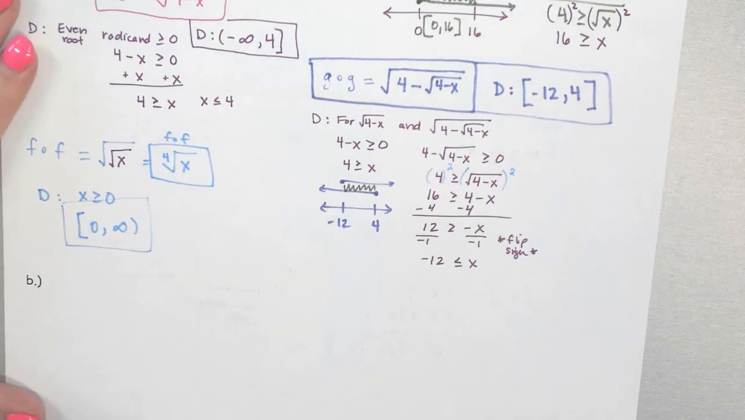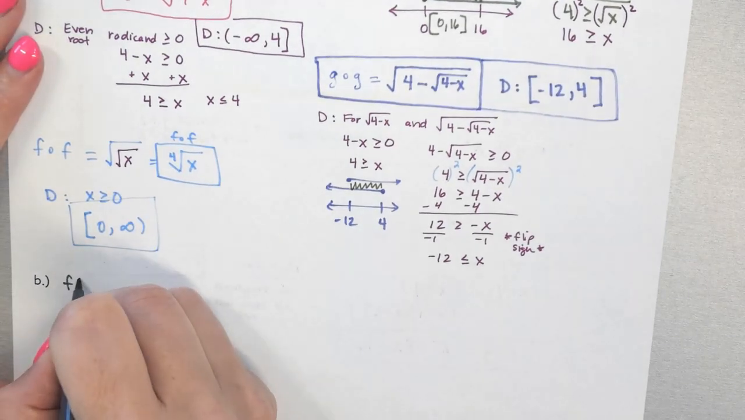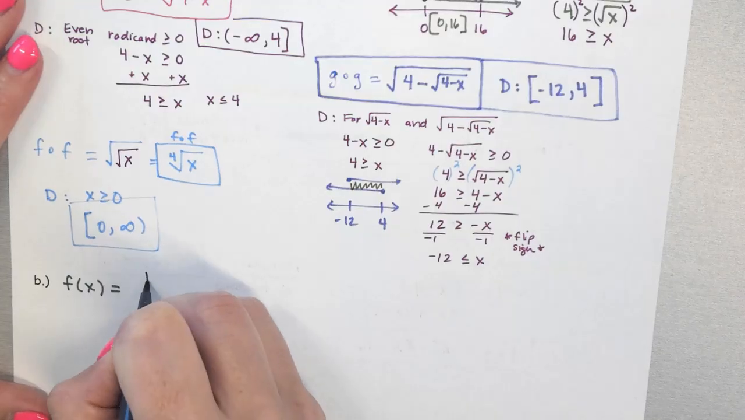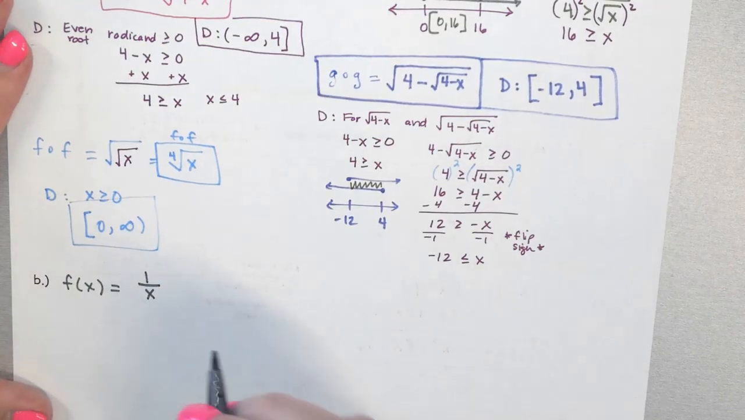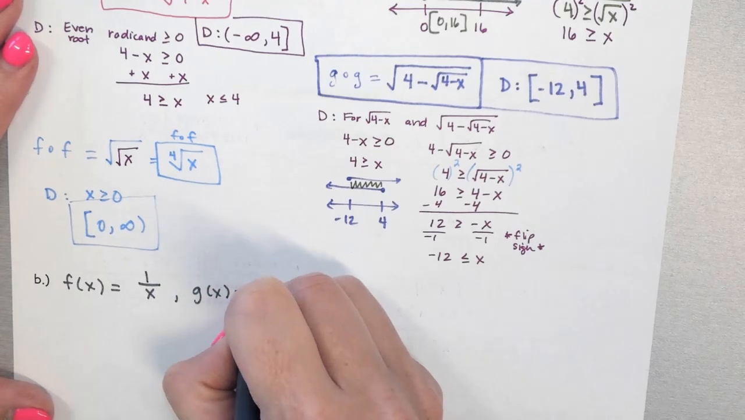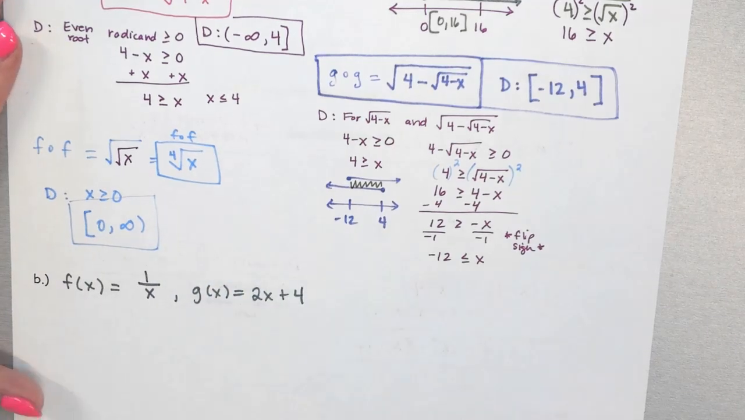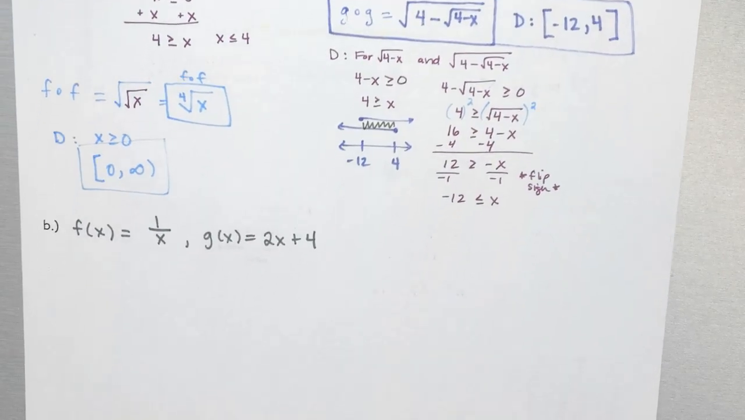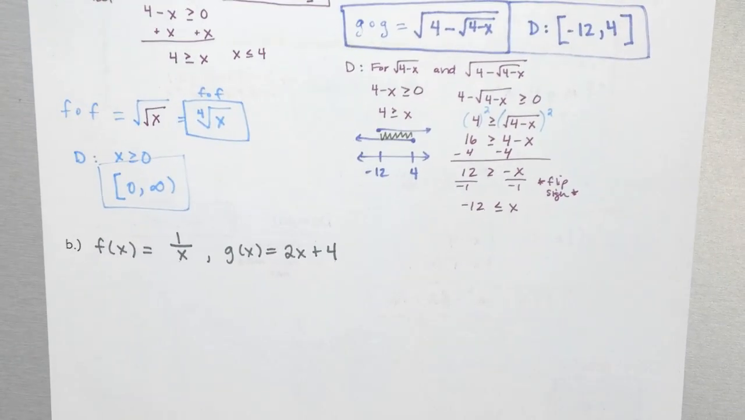All right, and then for B, we're going to work with some fractions here. So f of x equals 1 over x. G of x equals 2x plus 4. Okay, so why don't you try f of g? Let's see if we can do the formula.